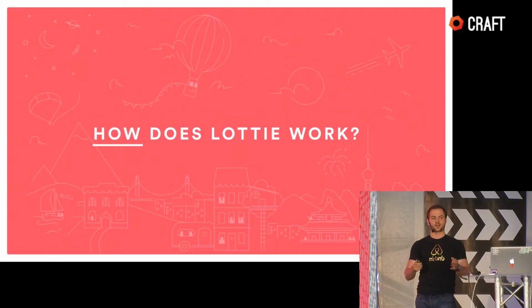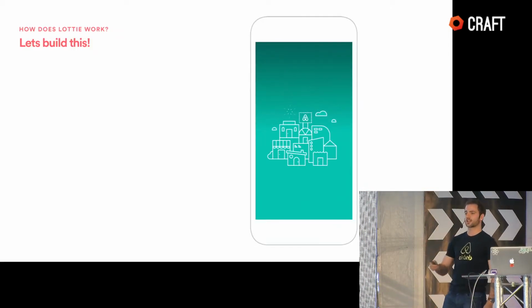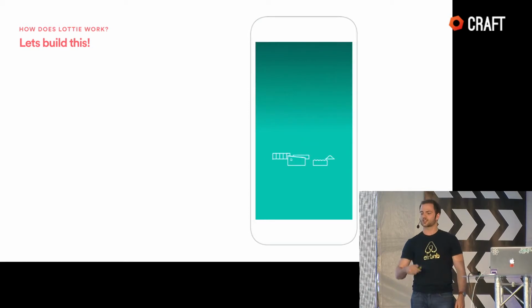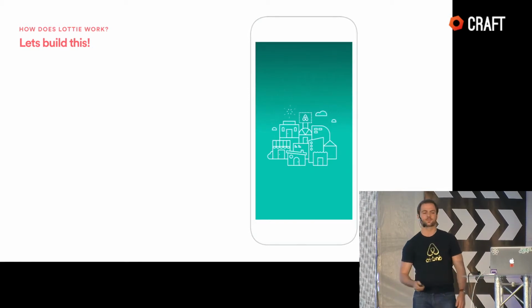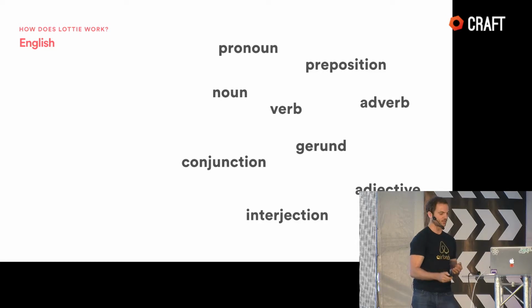So let's talk about how it works. I showed you this animation of a city, and I told you we're going to look at it a little bit more. So let's actually break this down. And in order to do that, we have to understand the concept of a language. So right now I'm speaking English. I think most of you probably understand that, or you would have left already.